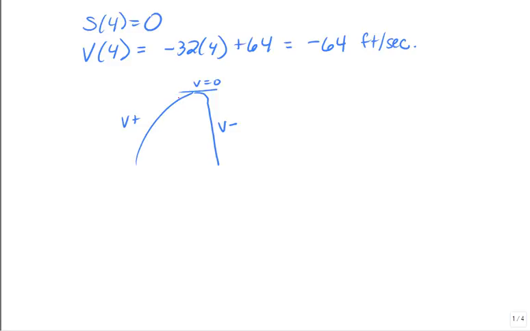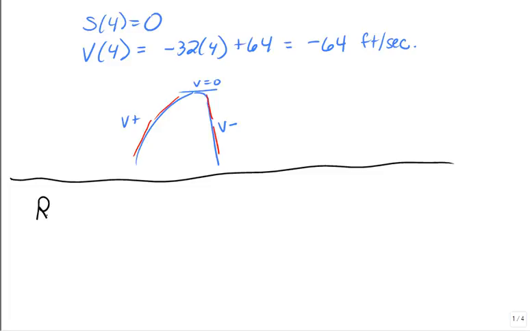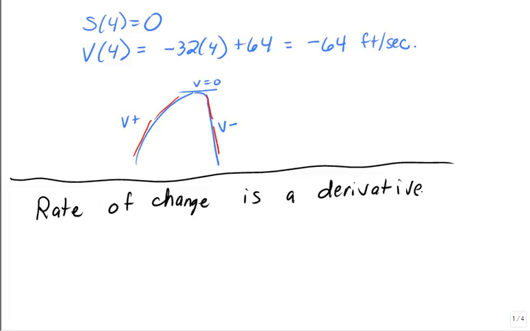And that should make sense because this is rate of change. And these, remember, are the slopes of the tangent lines. Going up, your slopes are positive, and coming down, your slopes are negative. So what you have to remember in these problems is that rate of change is a derivative. Whenever you hear rate of change, they're asking you for the derivative.